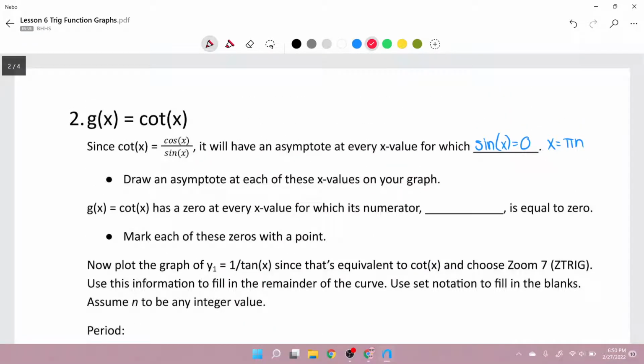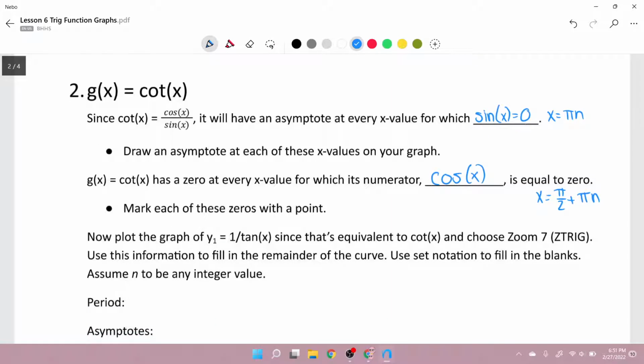Now, we need to determine where our zeros of this function, cotangent of x, are. So g of x equals cotangent of x has a 0 at every x value for which its numerator, well, what's its numerator? It's cosine of x is equal to 0. Remember that happened at pi halves, and then our period is pi n, because we're talking about the zeros of cosine.